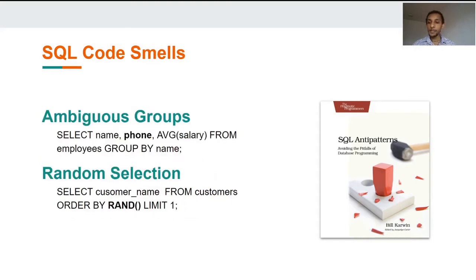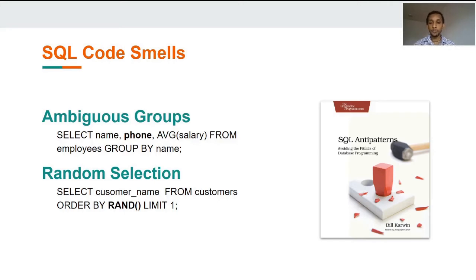The third type is ambiguous groups, where we have a group by statement in our select query, and if we include columns that are not part of the group by or the grouping operator, then the database just randomly picks one value, which is really not deterministic. For example, in this case, if employees have more than one phone, and we group by their name, then the database is going to pick one random phone number.